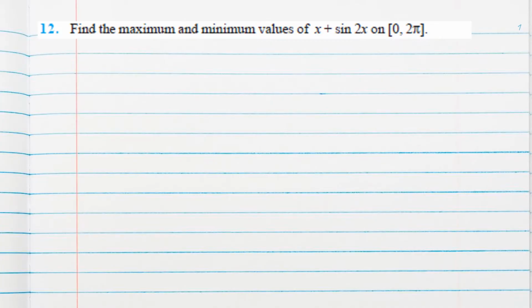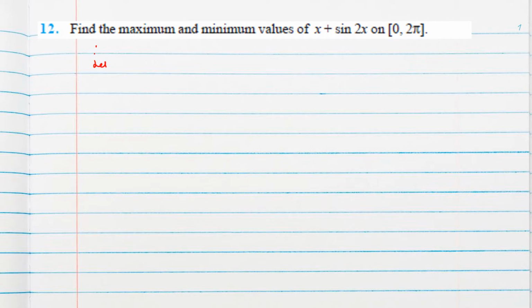Question is find the maximum and minimum values of x plus sine 2x on [0, 2π]. So here the closed interval [0, 2π] is given. That means the question is asking for the absolute maxima and minima values. Okay, so first of all we'll consider the function.